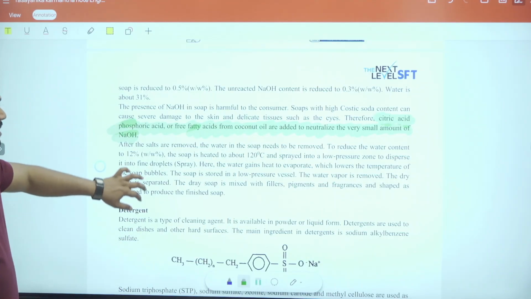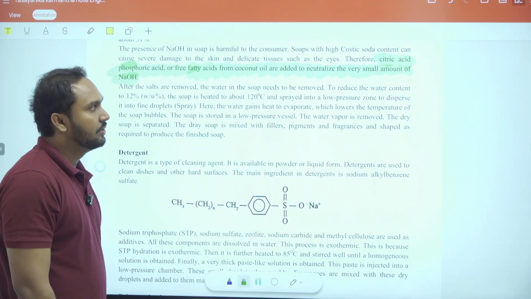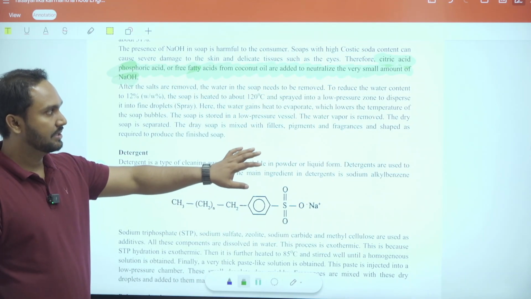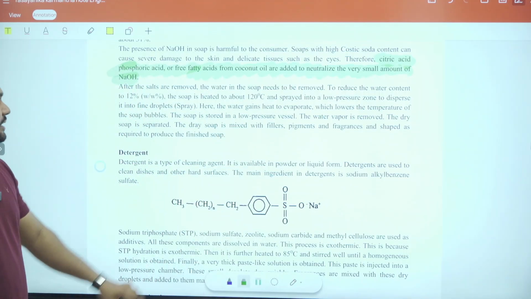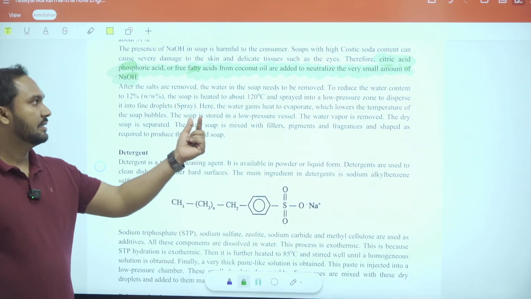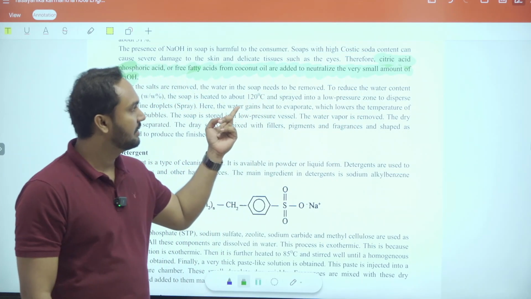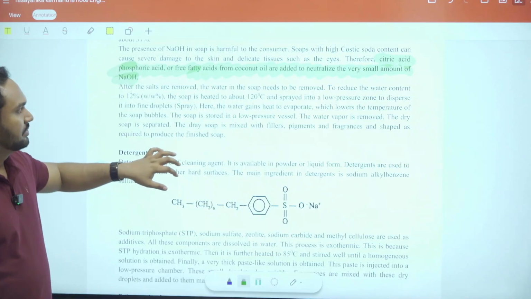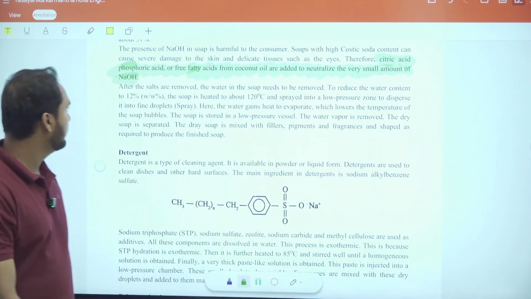After the salts are removed, the water in the soap needs to be removed. The water content is reduced to 12%. The soap is heated to about 120 degrees Celsius and sprayed into a low pressure zone to disperse it into fine droplets. Here, the water gains heat to evaporate, which lowers the temperature of the soap bubbles.